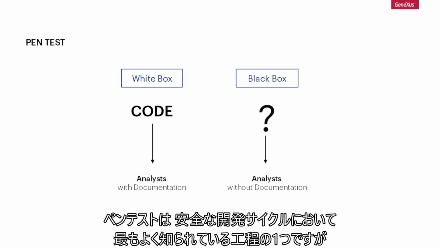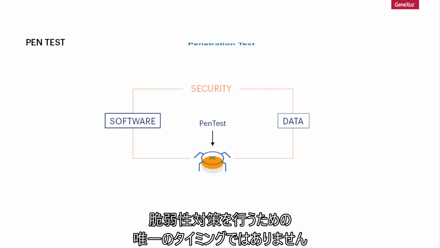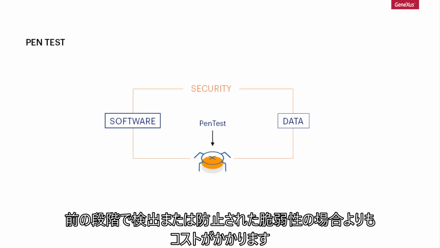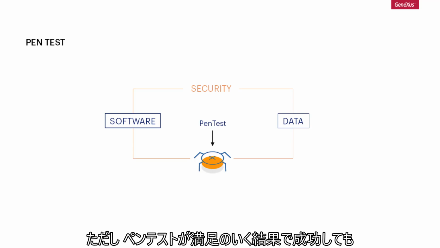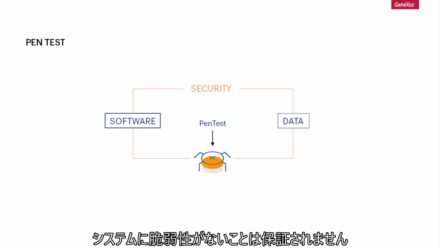It's important to point out that, despite being the most widely known instance of a safe development cycle, the pen test is not the only instance in this cycle. The correction of vulnerabilities detected in the stage is more costly than the case of vulnerabilities detected or prevented in earlier stages. However, a successful pen test with satisfactory results does not guarantee that a system will not have any vulnerability, just as a functional test is no guarantee that a system is totally bug-free.